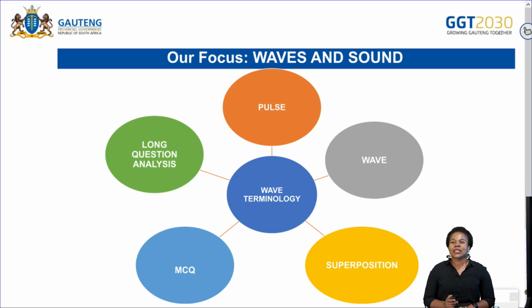Okay. So here is going to be our focus on waves and sound. We're going to be looking at the definition for pulse. We're going to be looking at different types of pulse, and then we're going to be looking at the wave. We're going to be looking at the superpositioning. We're going to be looking at the MCQ as well as your long type of question. So let's get started.